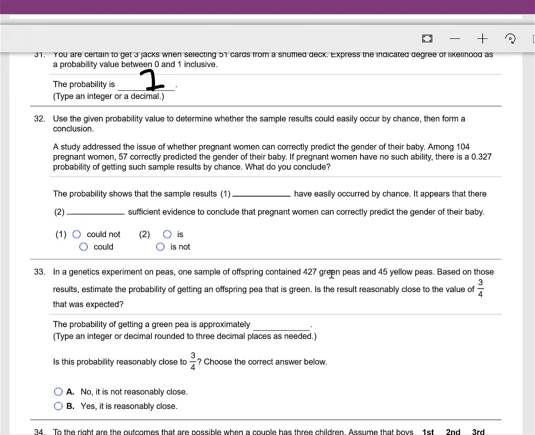Use the given probability value to determine whether the sample result could easily occur by chance, then form a conclusion. A study addressed the issue of whether pregnant women can correctly predict the gender of their baby. Among 104 women, 57 correctly predicted the gender. If the pregnant women had no such ability, there's a 0.327 probability of getting such a result by chance.